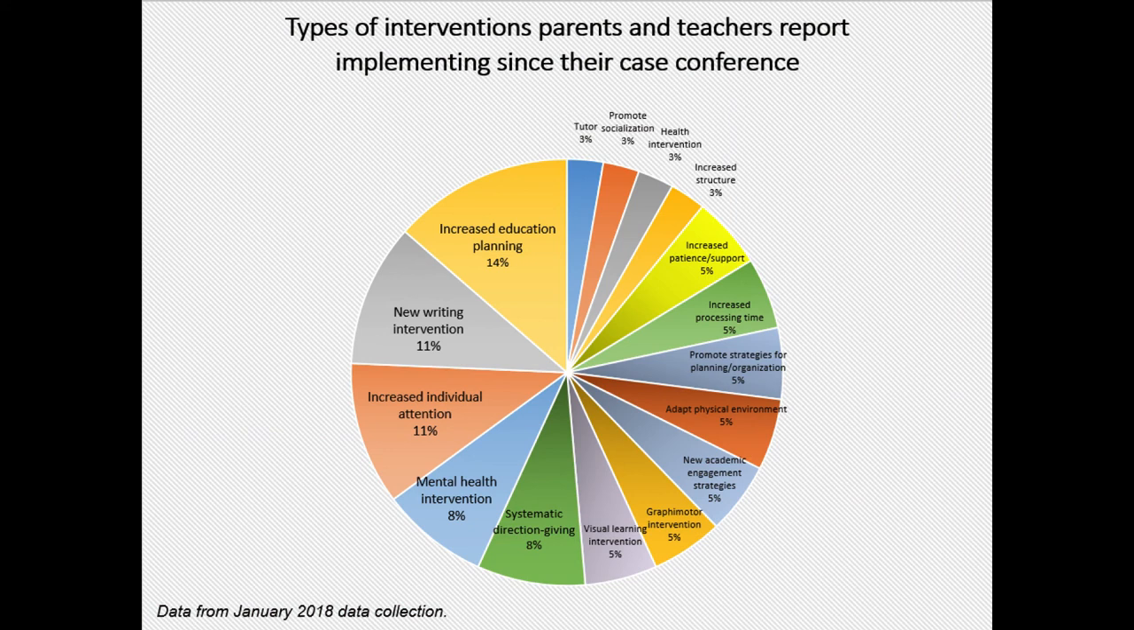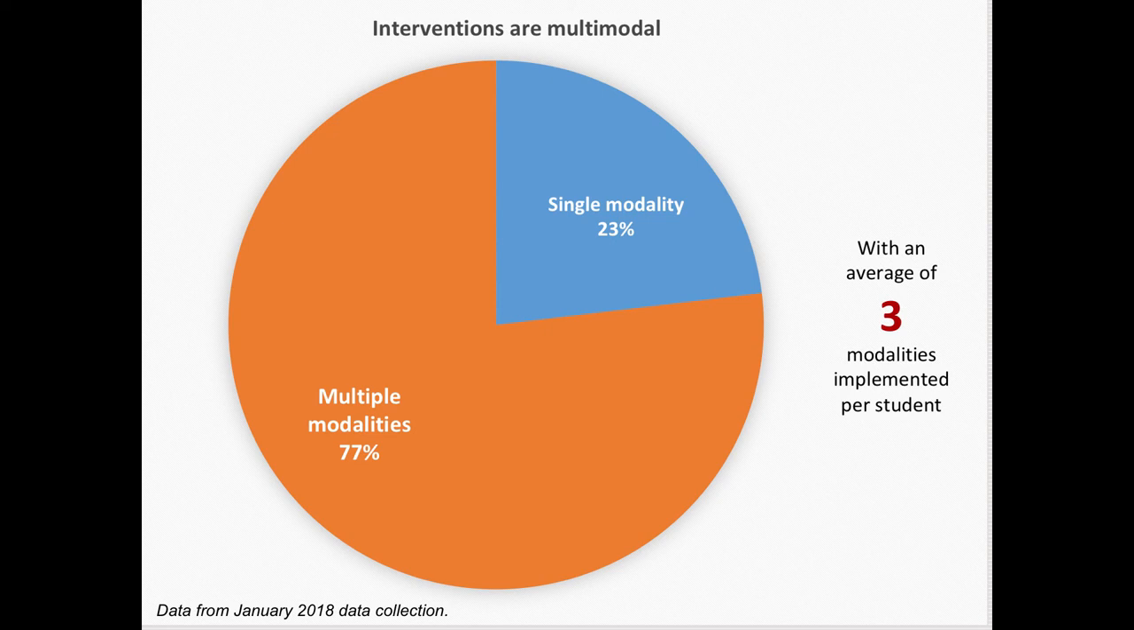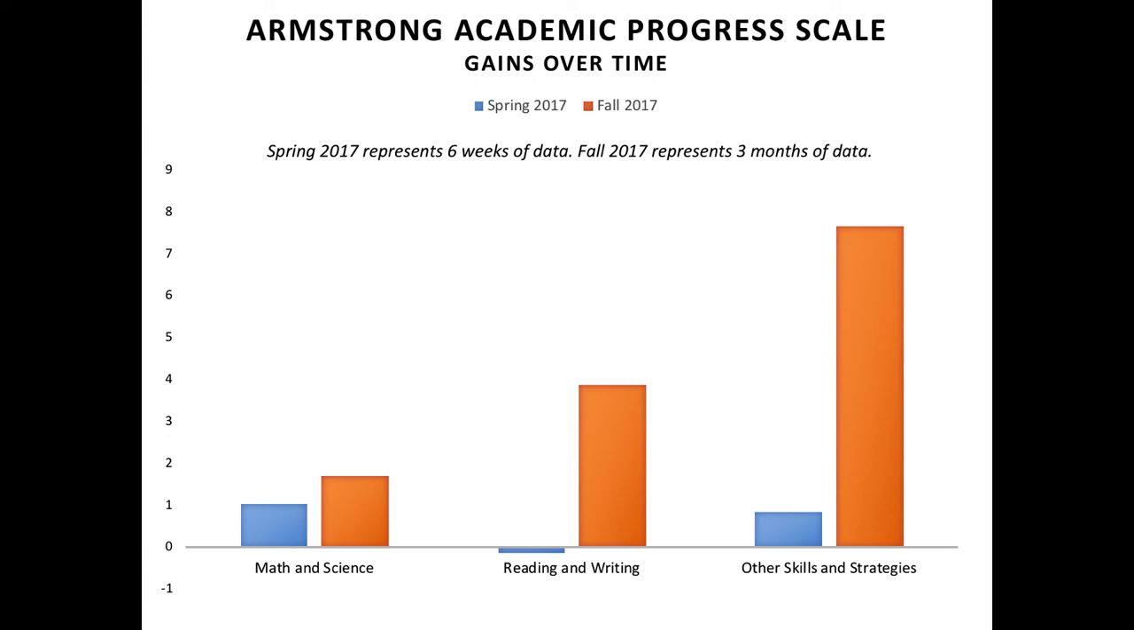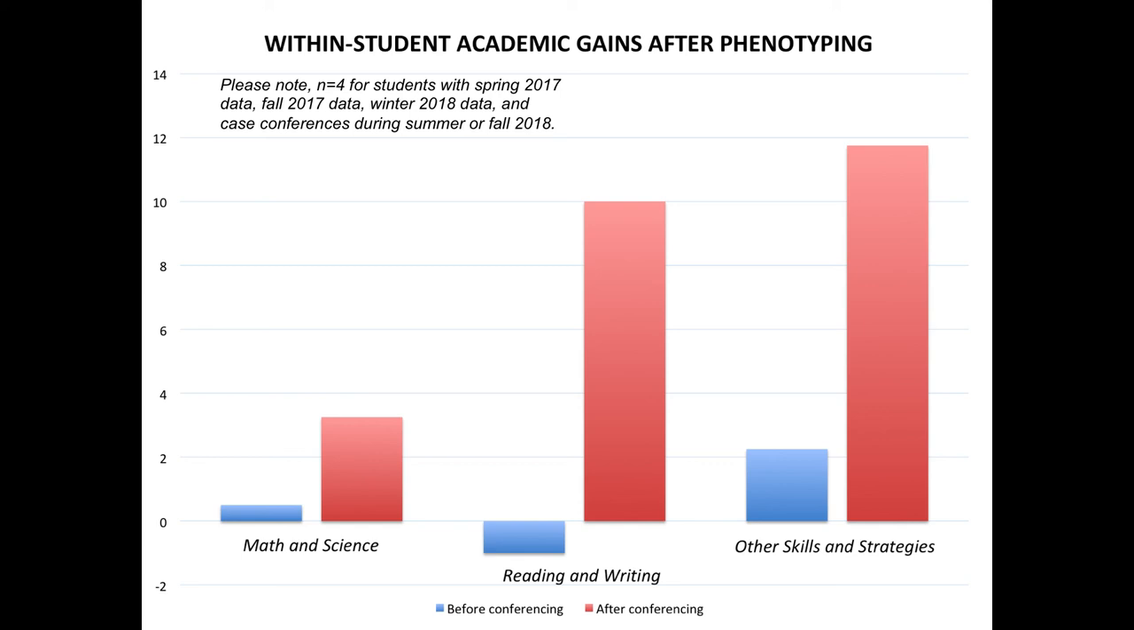And teachers tell us that they're seeing changes and differences in what they're doing. You can see the number of things that teachers are saying were helpful to them, the modality that was involved. And here is their progress with a small number of students, but math and science, reading, writing, other skills that we've been able to measure up to this point, and their academic gains showing, according to parents, they weren't doing as well, but now they're doing better.